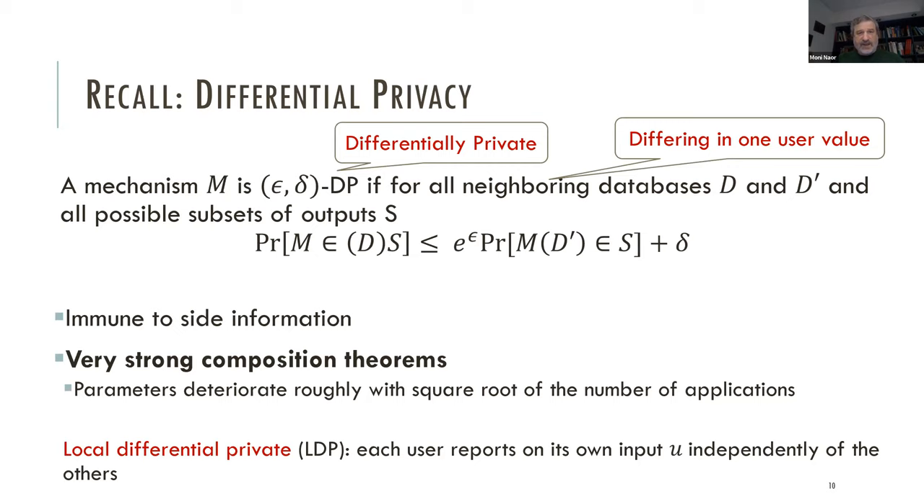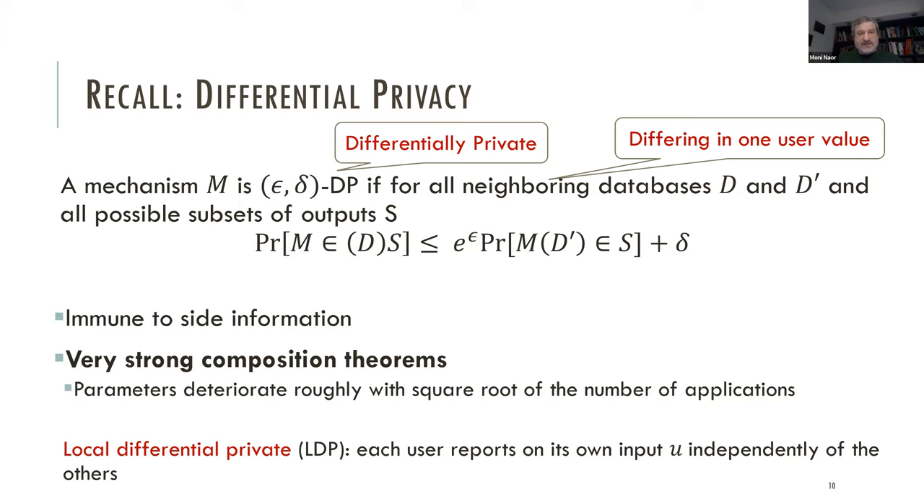Now, we want to recall the definition of differential privacy. In differential privacy, we are reporting information about a database of users' inputs. And we want that if two neighboring databases differ in one user value, then on all possible outputs, the two distributions are very close to each other in this form. We know that differential privacy has very nice properties: it is immune to side information and has very strong composition theorems. The parameters deteriorate roughly with the square root of the number of applications. In particular, we'll be interested in local differential privacy, where each user reports a value to a center on its own, based on its own input without regard to the other users, which is the scenario that we have in mind. So this is differential privacy.